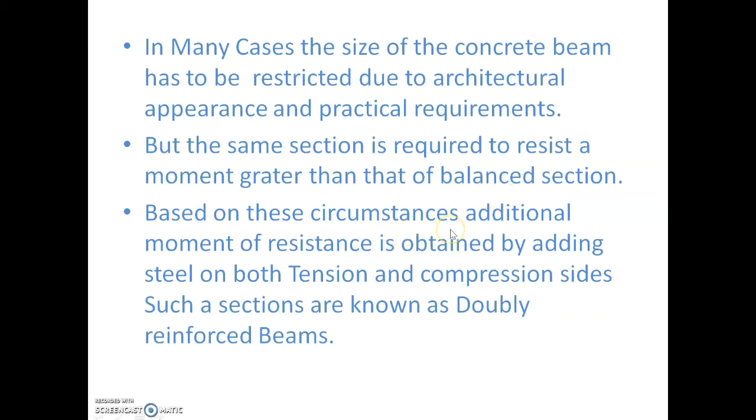Based on these circumstances, additional moment of resistance is obtained by adding steel in both the tension and compression zones. Such a section is known as a doubly reinforced beam. So doubly reinforced beam means the reinforcement is located in both compression and tension zones.